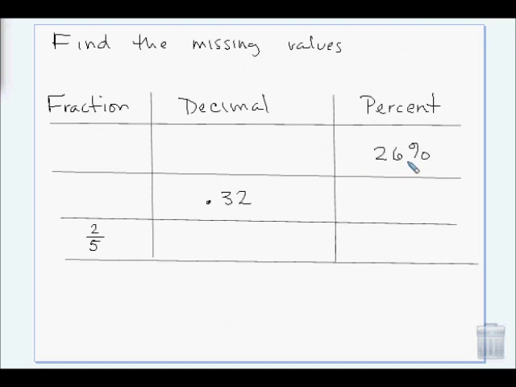To turn a percent to a decimal, I move 2 places to the left. So if I'm here, I'm going to go 1, 2, and that gives me 0.26. And if I'm going to turn this decimal into a fraction, I'm going to put it over 100. 13 over 50.